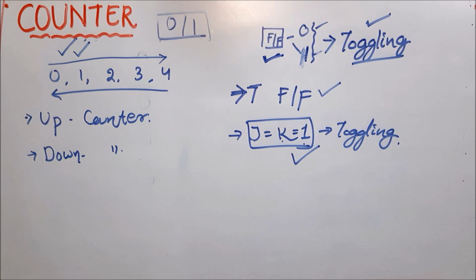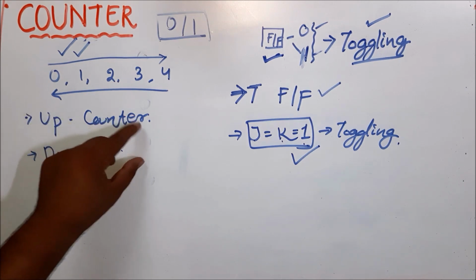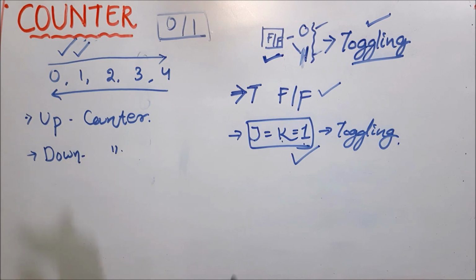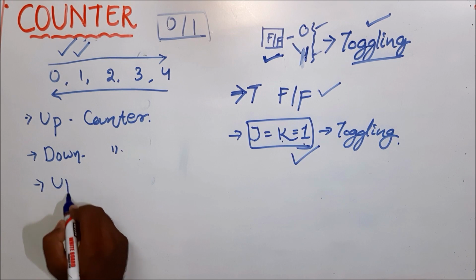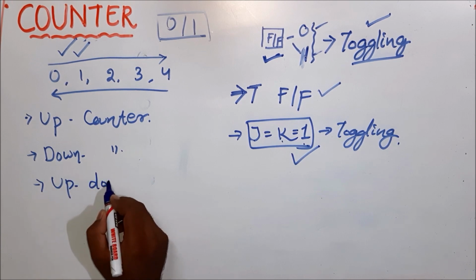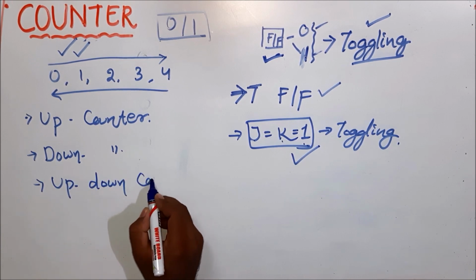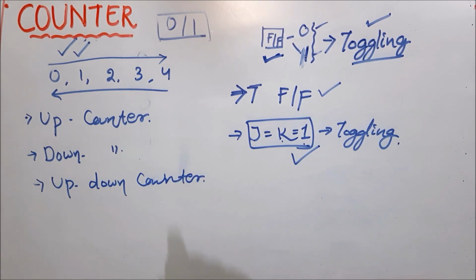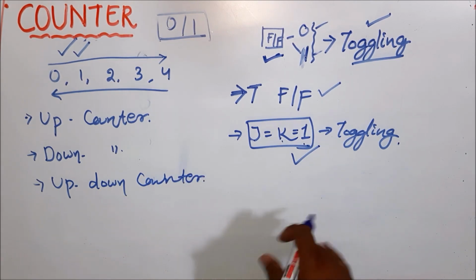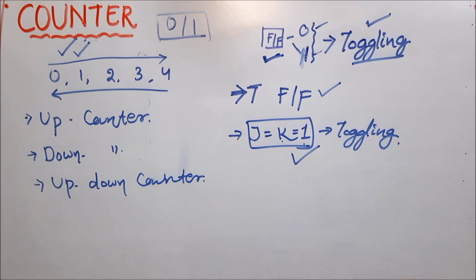Whenever you develop an up counter and a down counter, by combining them together using some external circuit, we can design an up-down counter. That means a single circuit with some enable signal can be used as an up counter, and also as a down counter.